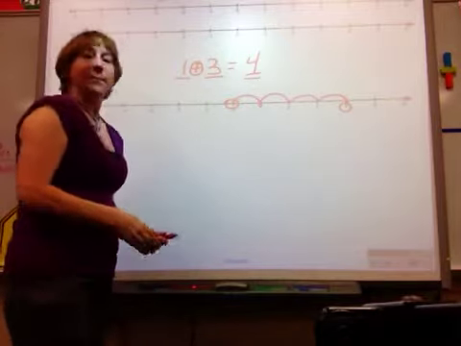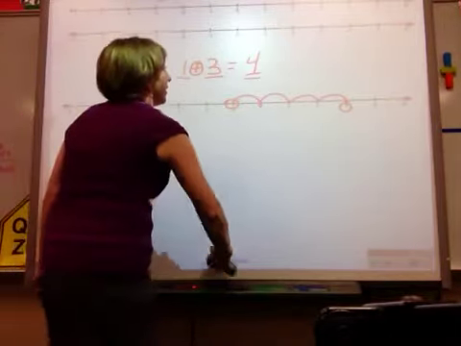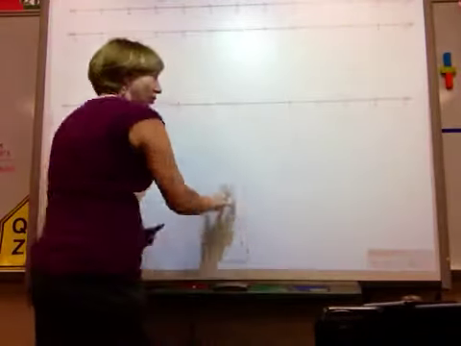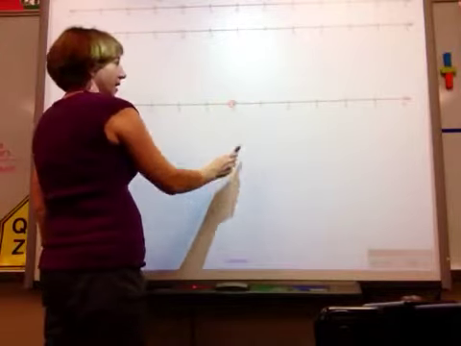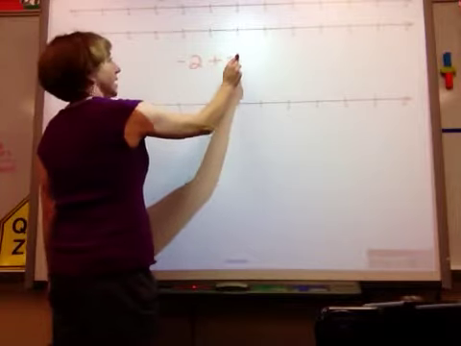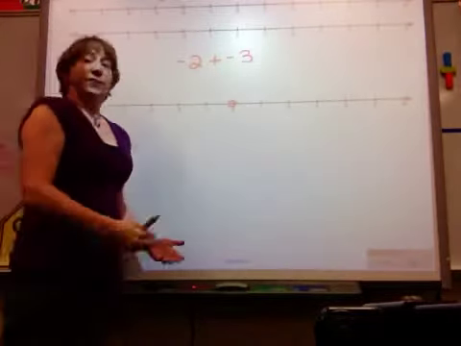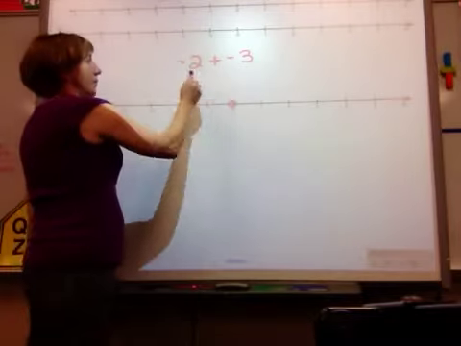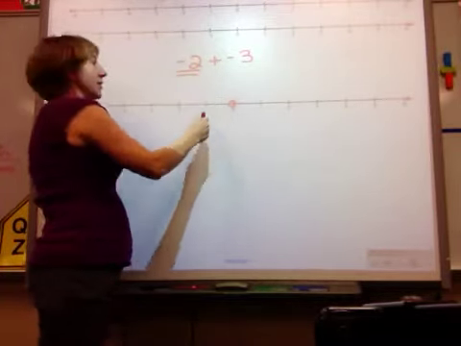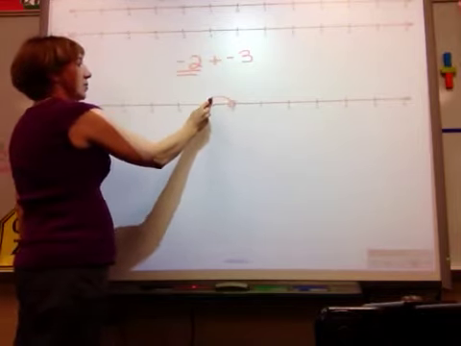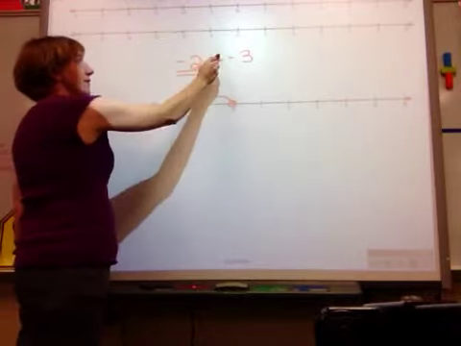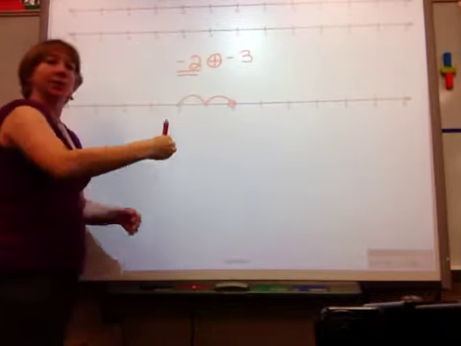So let's take a look at what happens if we are in the negative area here. We always start at 0, so no matter which way I'm going to go, I'm going to start at 0. If I had, let's say, negative 2 plus negative 3, I do this very similarly. I start at 0, I go to negative 2, negative means left on the number line, so I'm going to move to negative 2. 1, 2. To the left is negative.